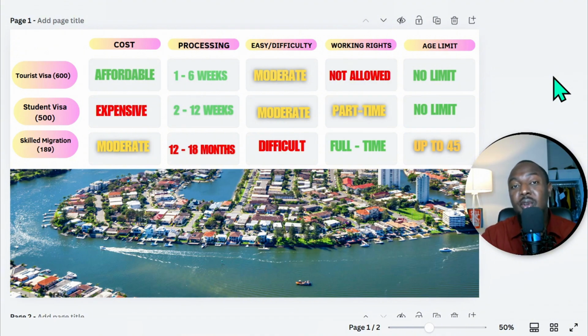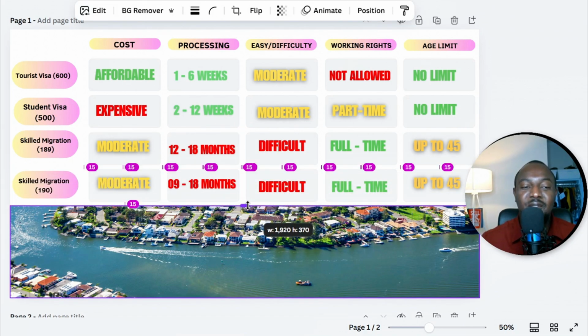This is very difficult because this is based on a point system. The higher your points, the higher your chances of getting an invitation from Australia to come and live and work here with your family. So I'll say it's not easy. Working rights, of course, you are coming here straight away as a permanent resident, so you have full-time working rights. Age limit, you need to be under 45 years. When I say 45 years, you cannot be 45 and go through the process. You need to make sure you are under the age of 45 before you go through the process.